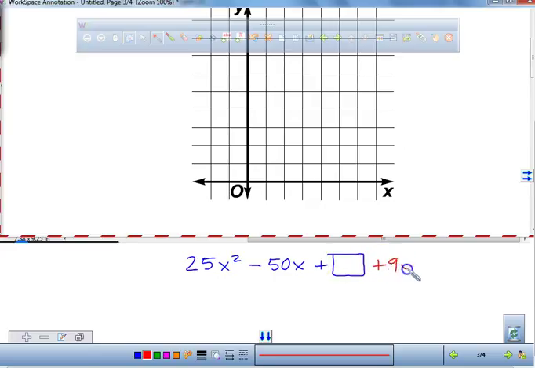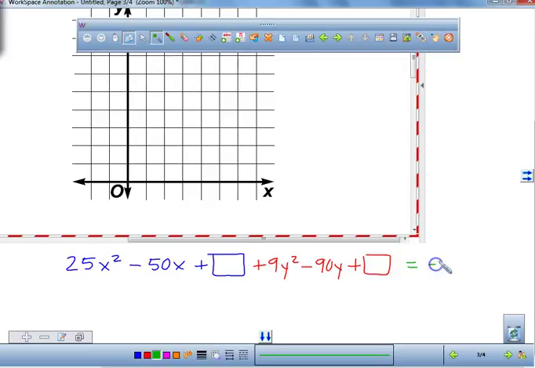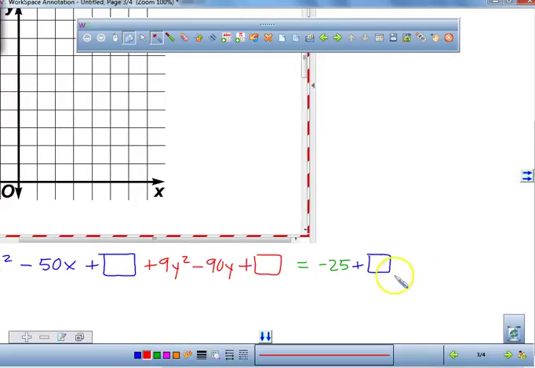9y squared. Is it minus again? Yes. Minus 90y. Okay. Now what number did I have to move across? 20, so that's going to make it a negative 25 if I have to move it across the equal sign.